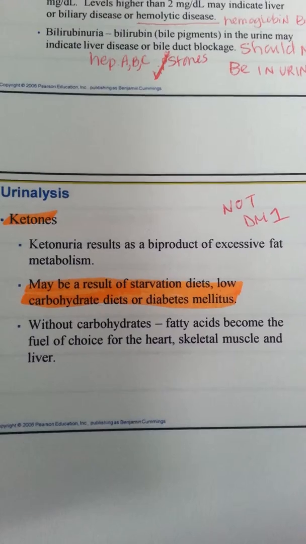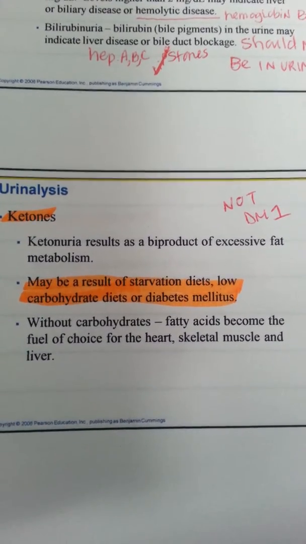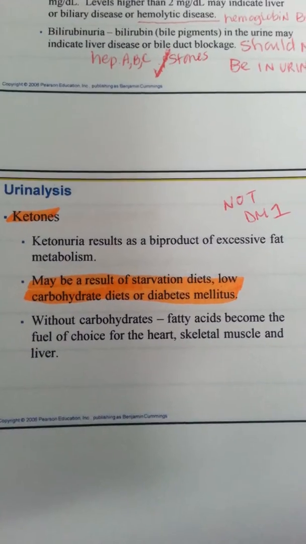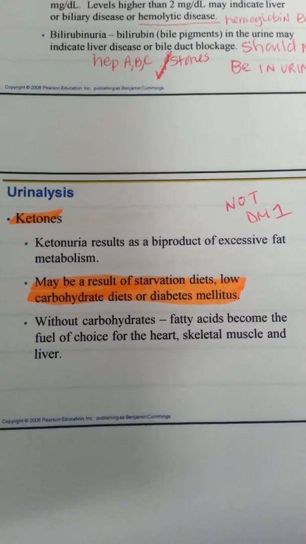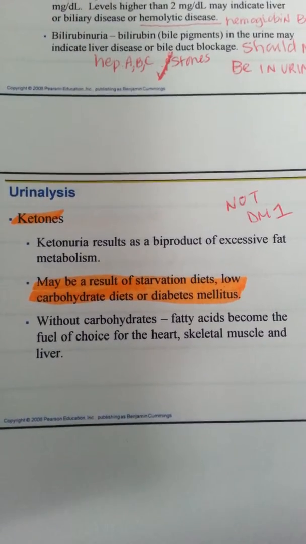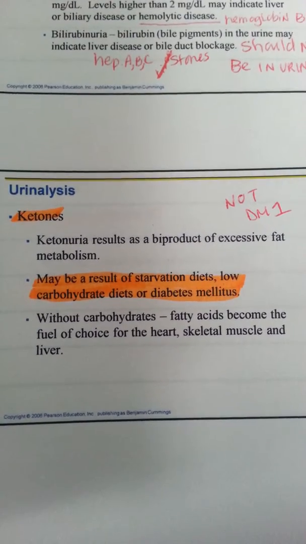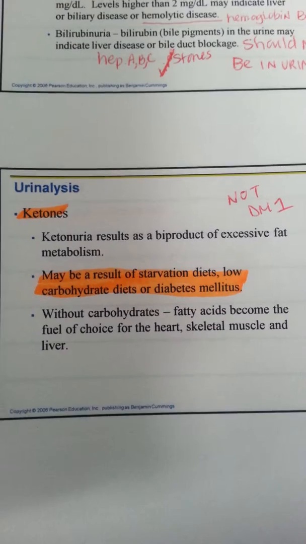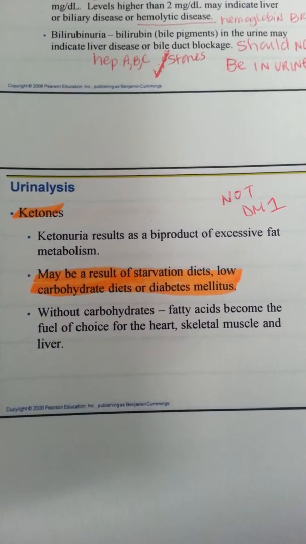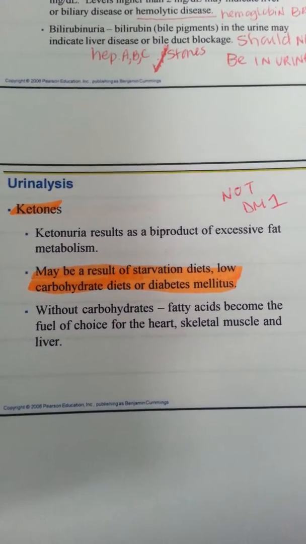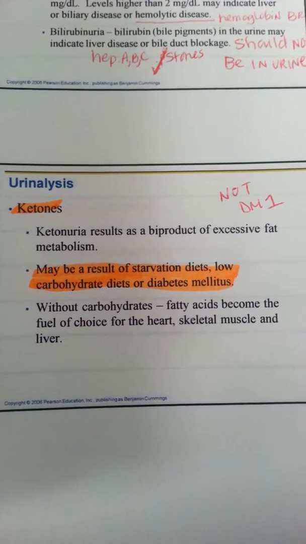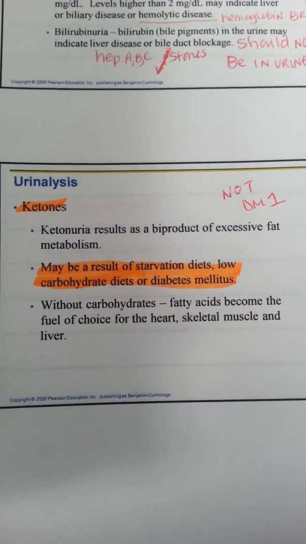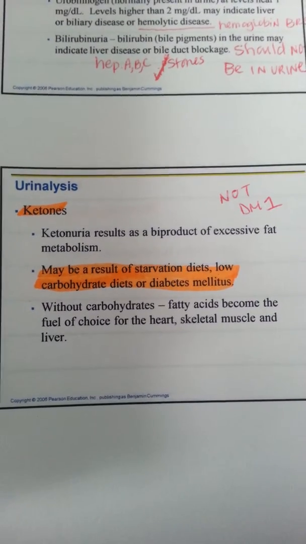Alright, so the third one here is ketones. Now, ketonuria results as a byproduct of excessive fat metabolism. And it may result because of starvation diets, low carbohydrate diets, or diabetes mellitus. Now, if you have high ketones and high glucose, most likely you are diabetic, okay? Diabetes mellitus type 1 probably.